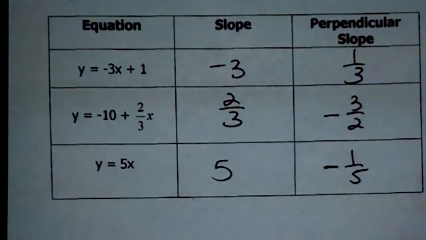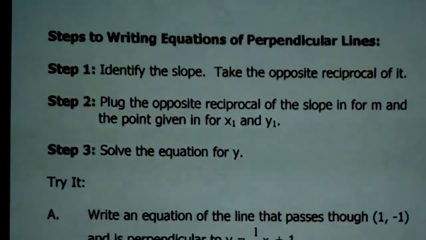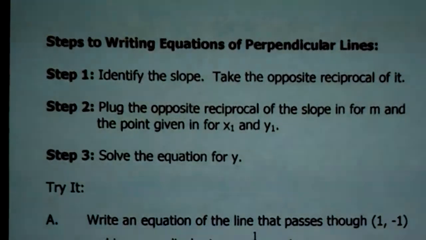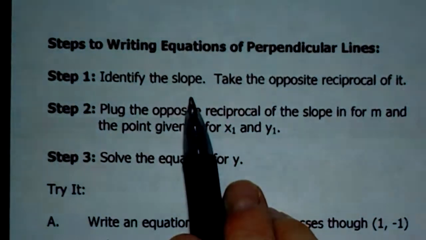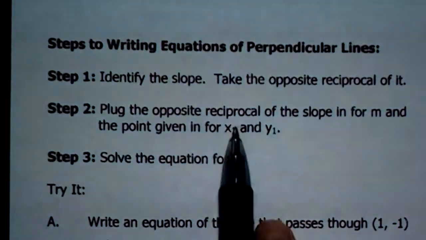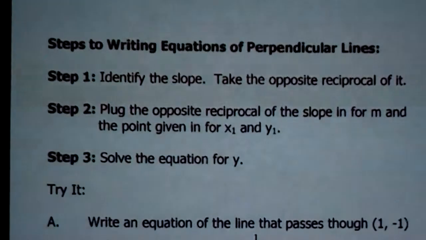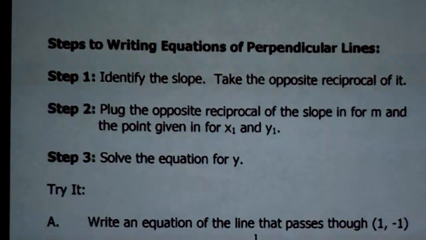So now that we know how to identify what the perpendicular slope should be, let's try a few examples of writing equations with perpendicular slopes. Turn your page. Okay, so the steps. Step 1 is still to identify the slope. And then we're going to take the opposite reciprocal of it. We're going to do the same thing we did before. We're going to plug in x1, y1. We're going to solve the equation for y, because I do want in the end all these to be written in y equals mx plus b form.